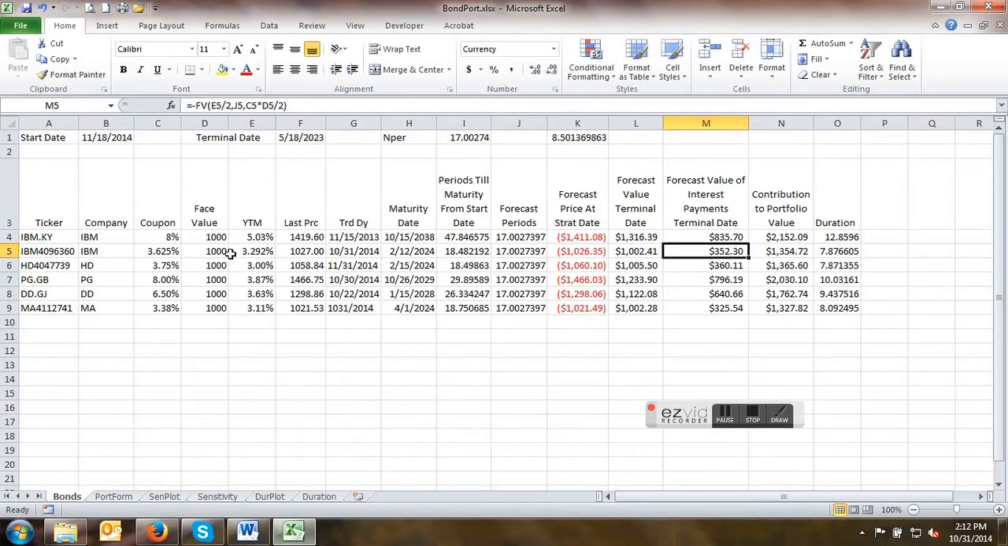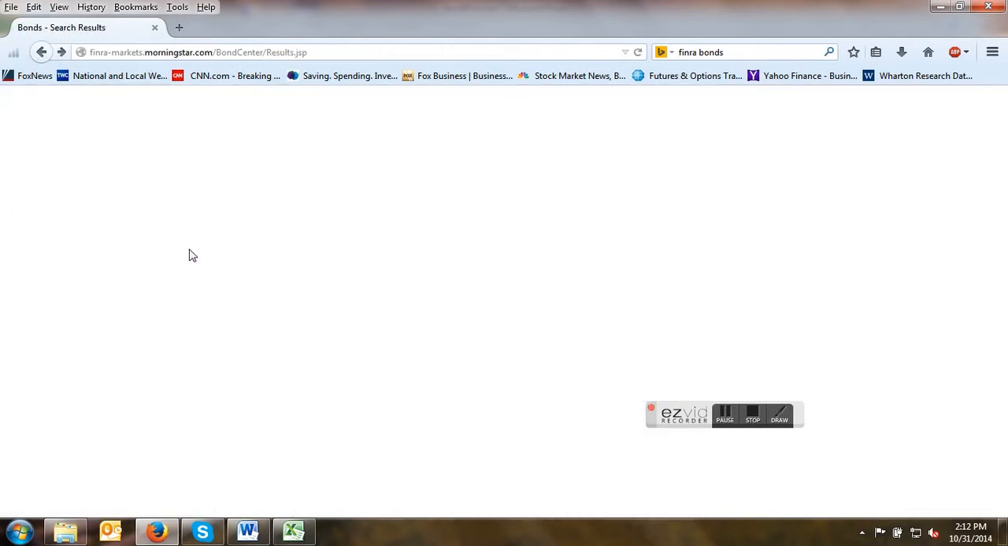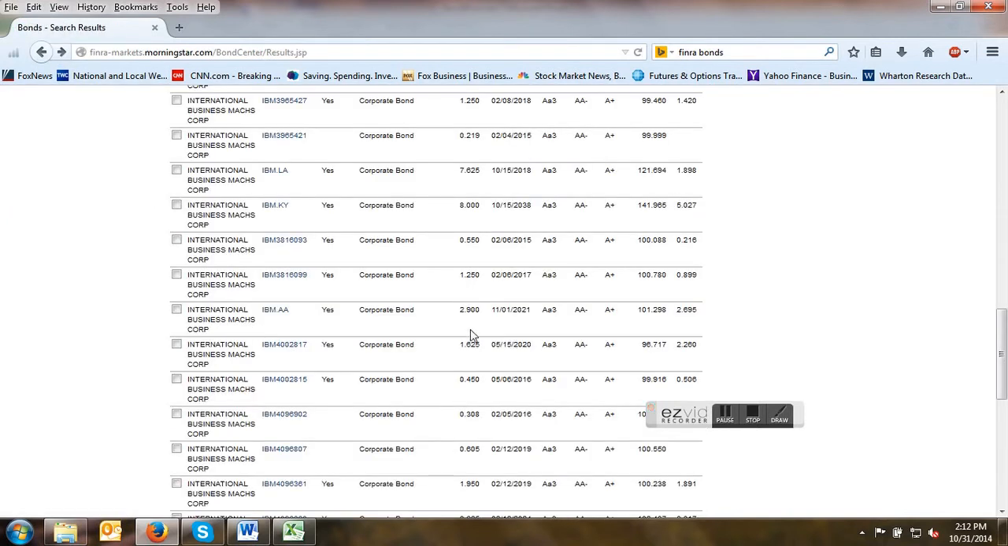I went ahead and did it here. The coupon rate is 8%. I'm getting that from right here, coupon rate of 8%. Or if I go back, all the bond details are there. Here's my KY bond, 8%. For the last price traded, just move the decimal point over one, so $1,419.65, with a yield to maturity of 5.027.